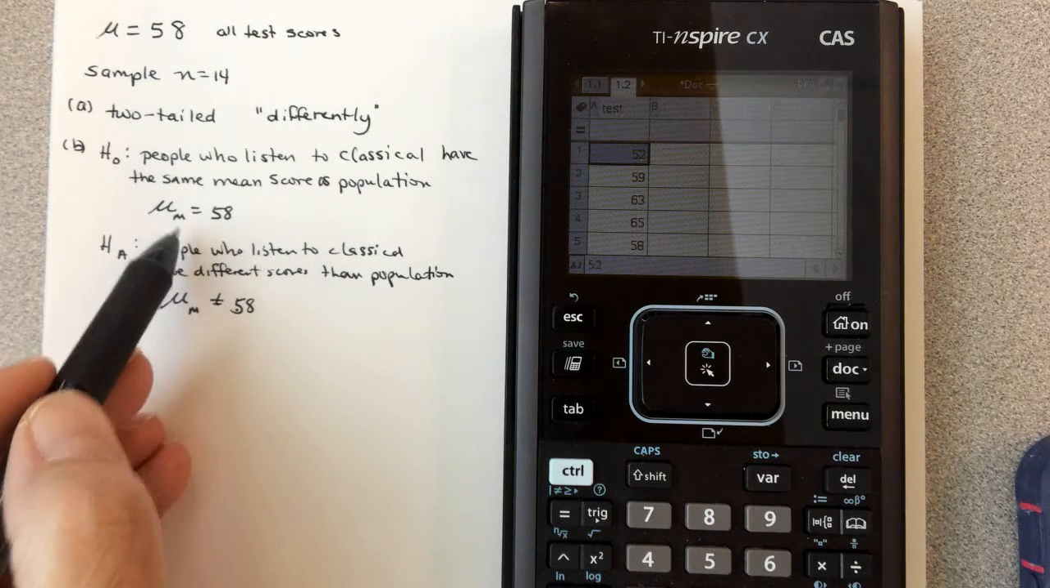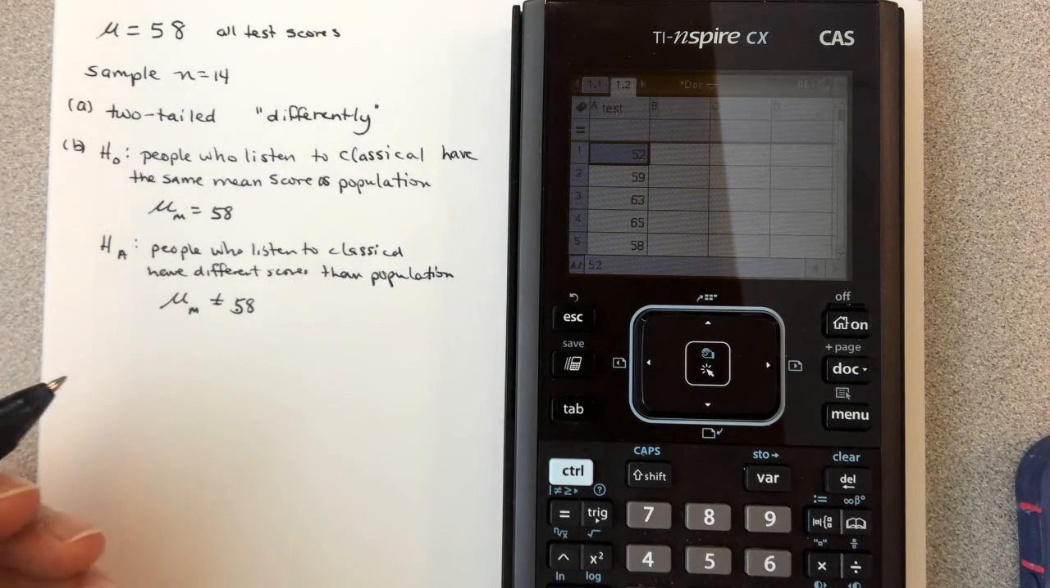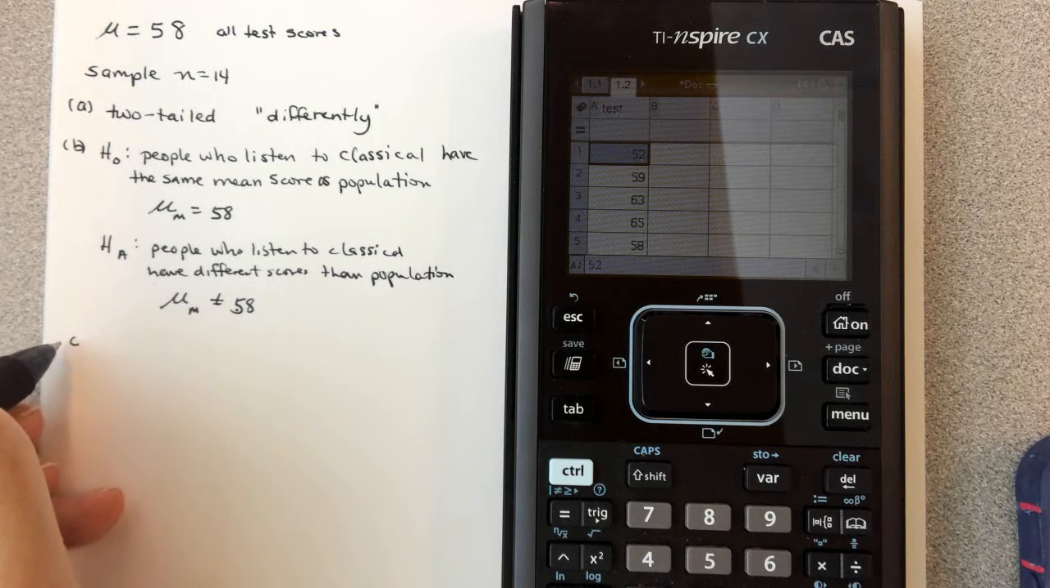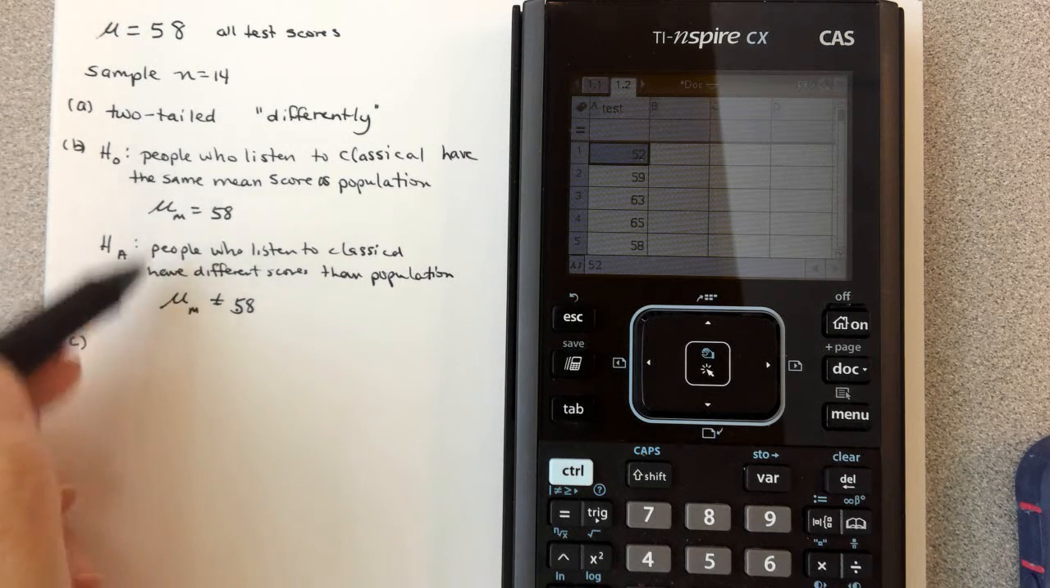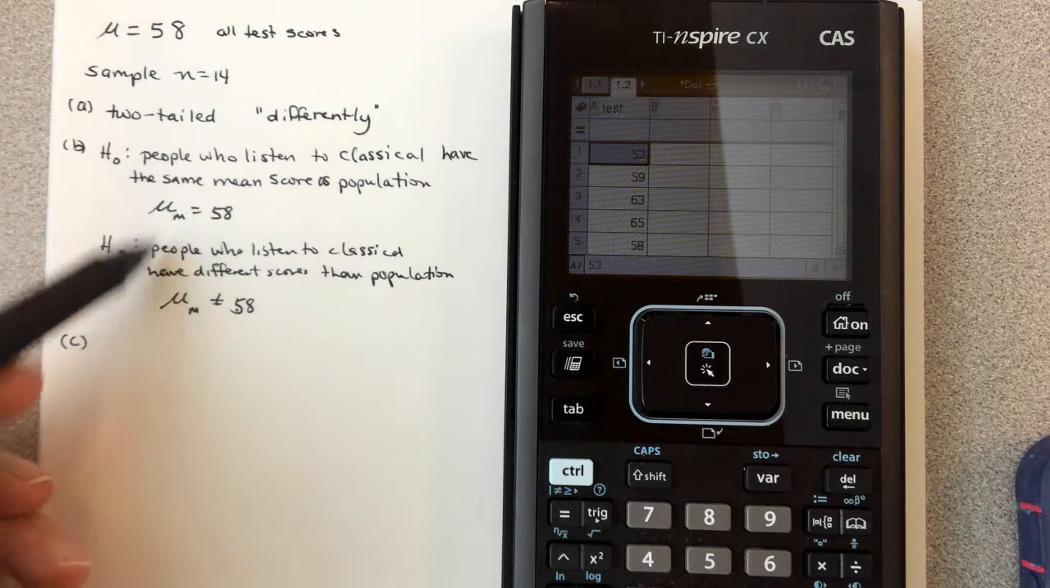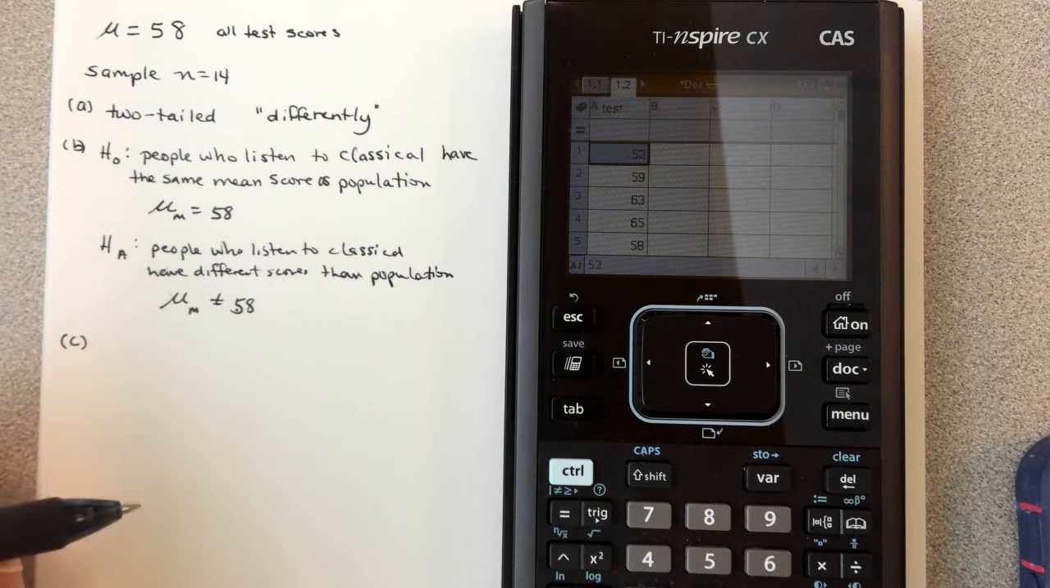And you may or may not need a subscript. I'm not sure what the teacher would want, but sometimes it helps clarify that we're not talking about the general population, we're talking about a subset of the population. Okay, now we want to compute T of OBT.